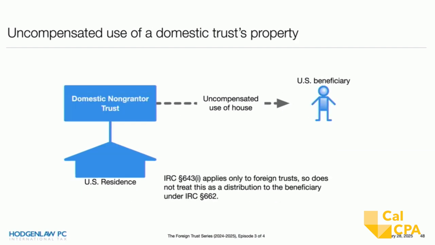And I want to just look at this by comparison to a domestic trust. If they set up a domestic non-grantor trust to hold this condo in Vail, what would happen? The U.S. beneficiary or anybody could use it, and there would be no deemed distribution to the U.S. beneficiary because Section 643 only applies to foreign trusts.